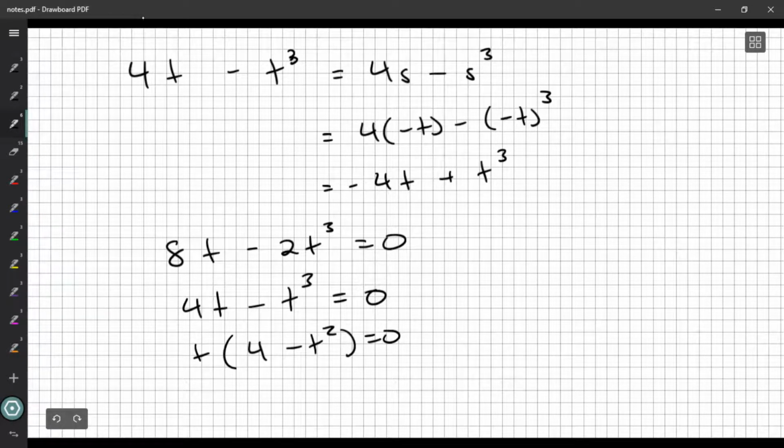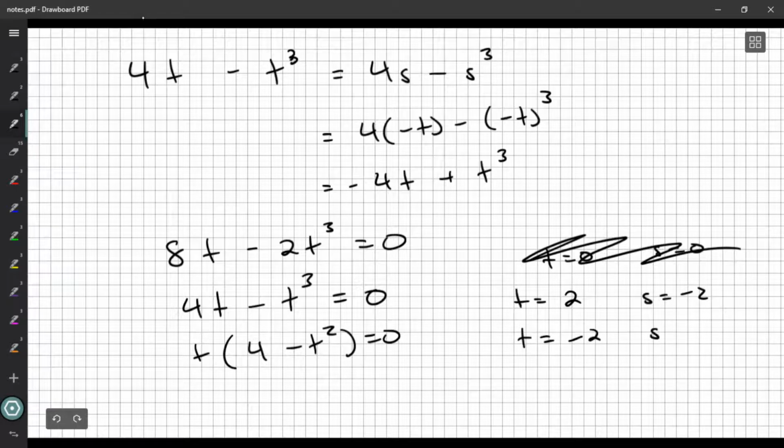And we factor that. Either t is 0, which would lead to s being equal to 0, so we don't want that. Or t is 2 and s is minus 2, or I guess technically you could say t is minus 2, s is 2. But the point here is that at parameter values of 2 and minus 2, we will get the same point out.